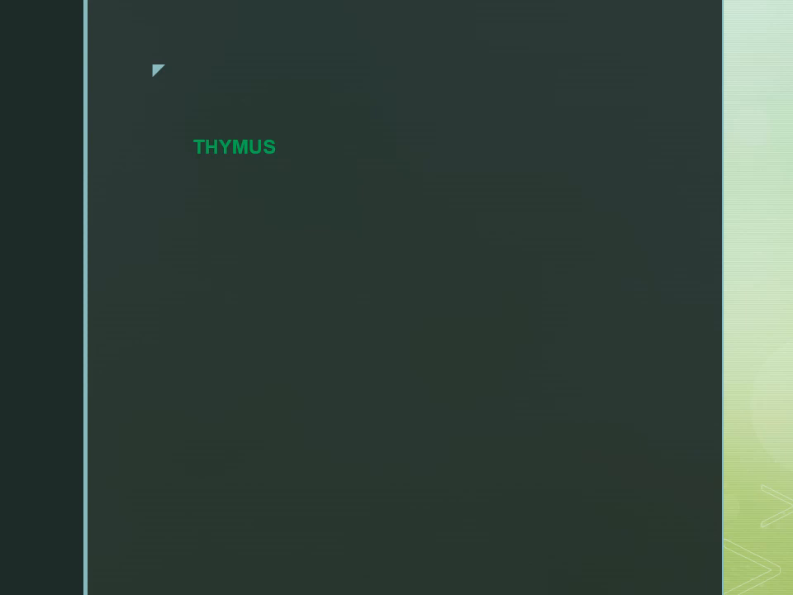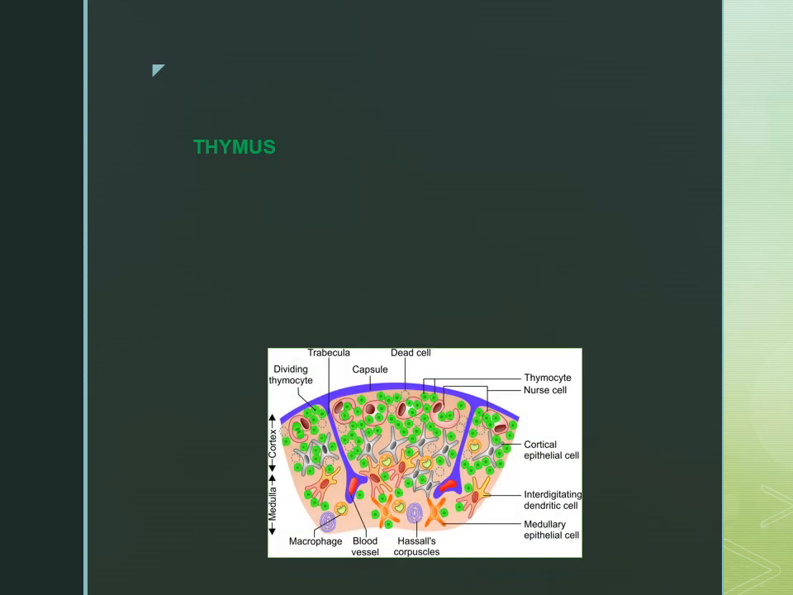Now we come to the thymus. You can see the structure of the thymus. Broadly, from the medical point of view, you can remember that you have the cortex. The peripheral region is the cortex, and in the center it is the medulla. The lymphocytes of the thymus are called thymocytes.